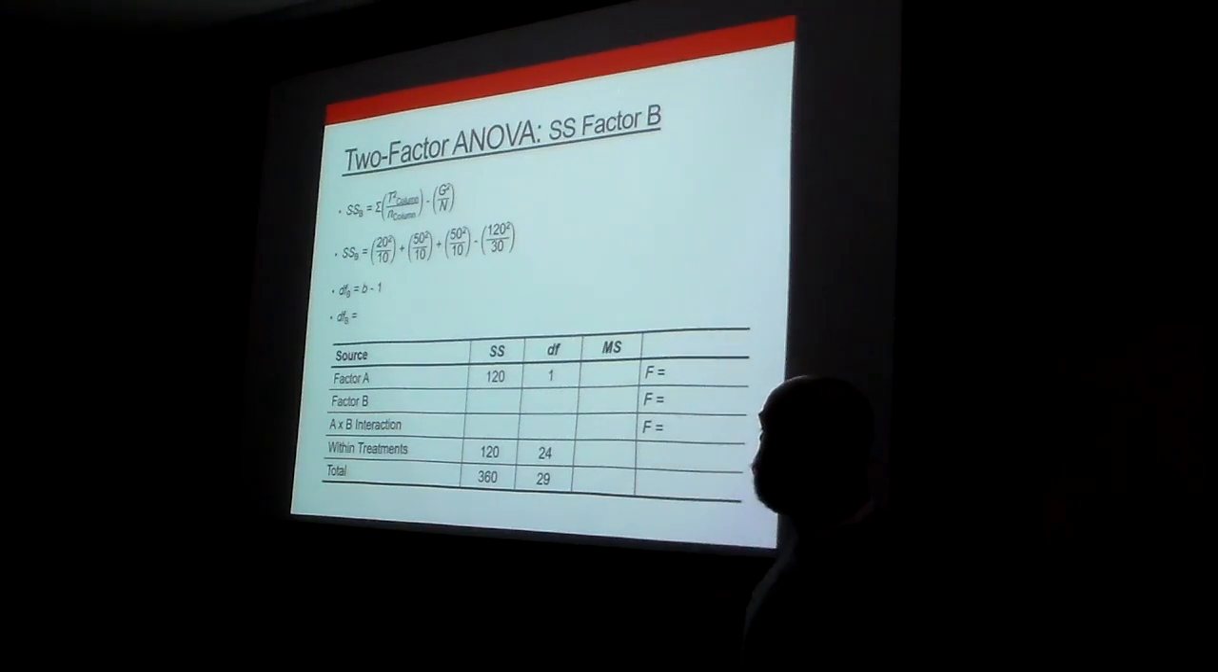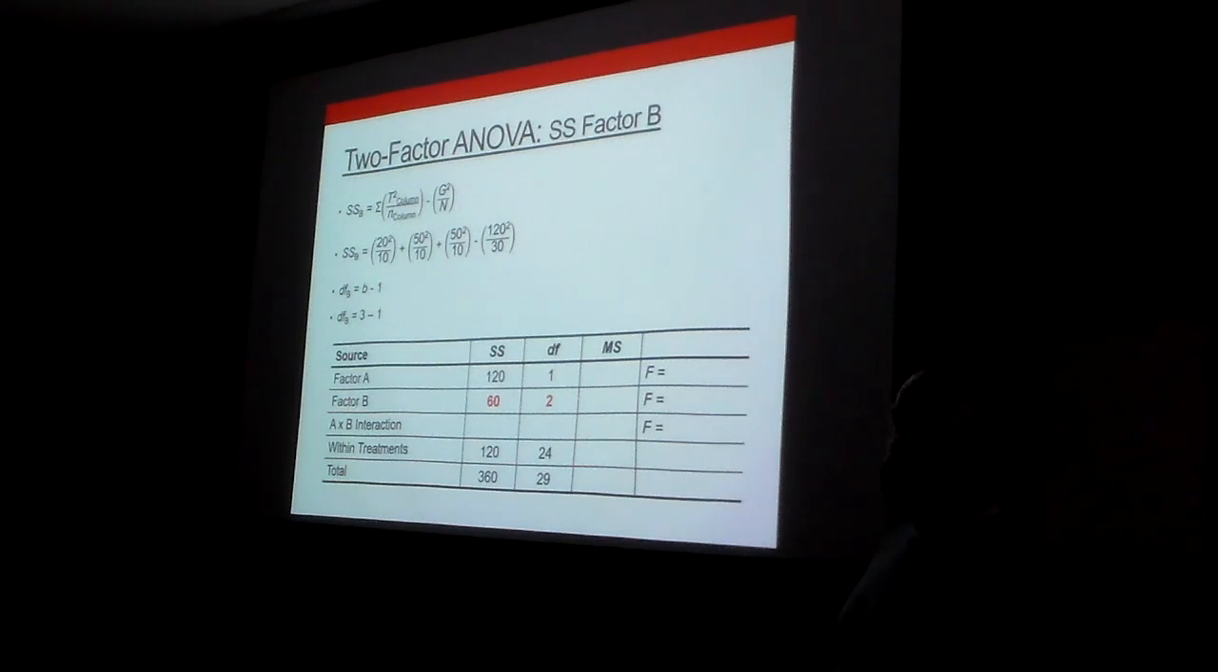Okay. So 20, 50, 50, 120 divided by, or 120 over 30. Degrees of freedom, you've got 3 levels, factor 1, minus 1 there. So we've got 60 and 2. Again, if you're thinking about this main effect of factor A, this is the differences we're seeing across levels of factor A, ignoring factor B. This is the differences we're seeing across levels of factor B, ignoring factor A. Here is our total within error, and here's the total piece of the pie we're working for.